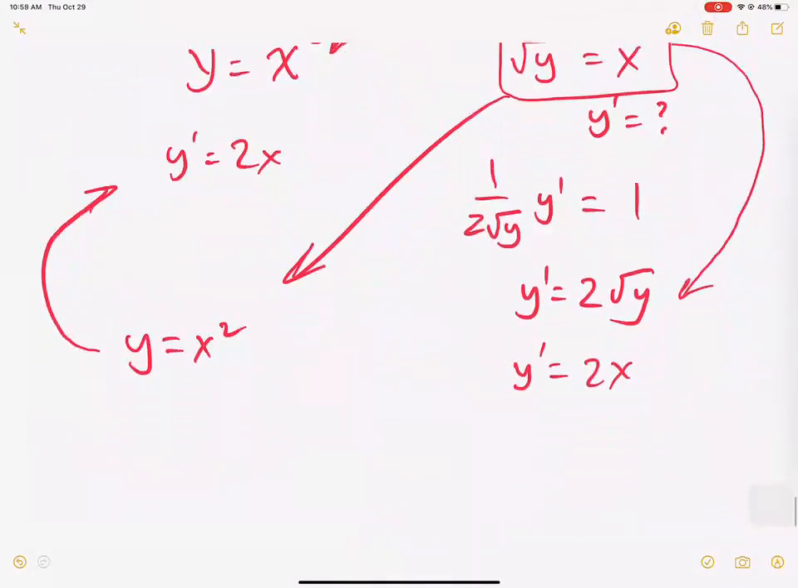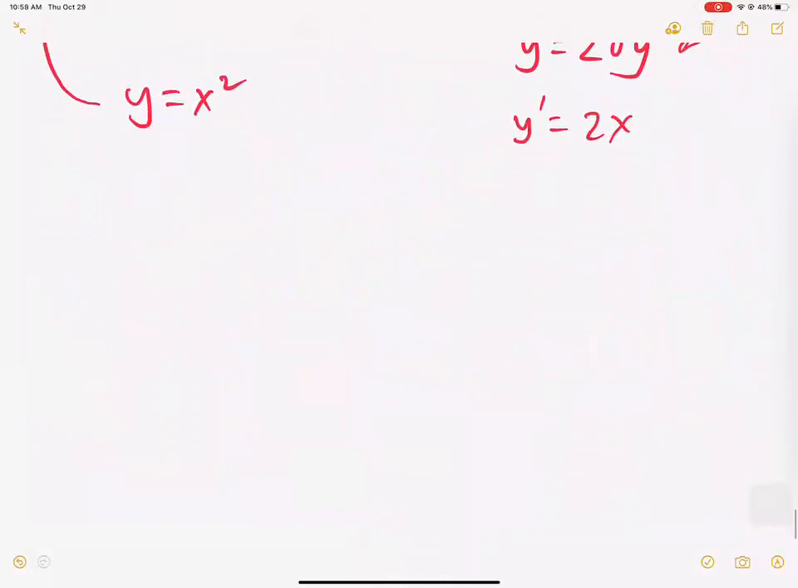Okay. Now we're going to do one more derivative here. We're going to say x equals the sine of y. Okay, last one. Let's go take the derivative. So d/dx. Oh no, that's the prime version. Let's do the prime version. So find y prime.